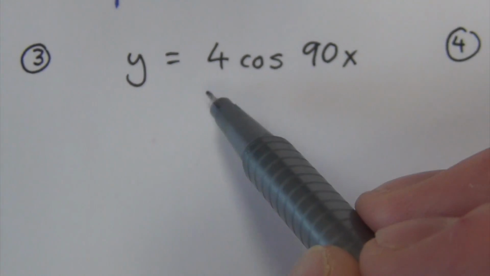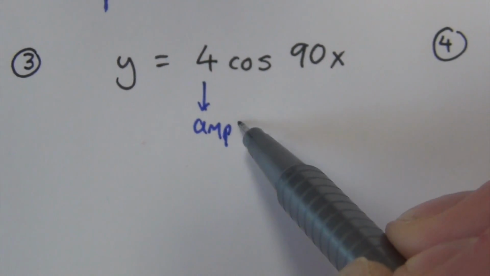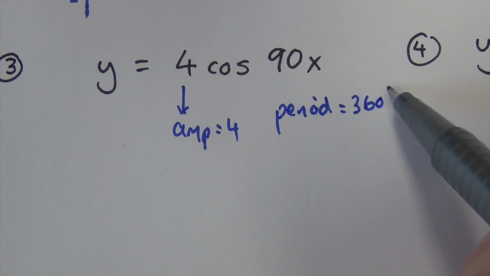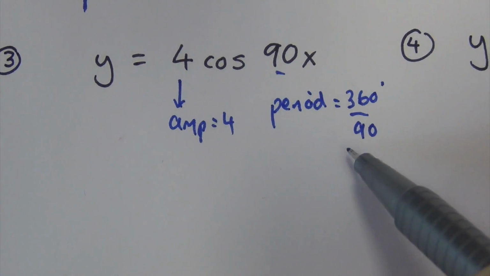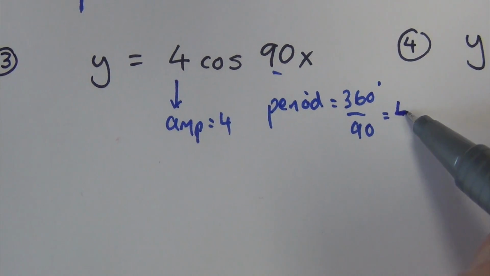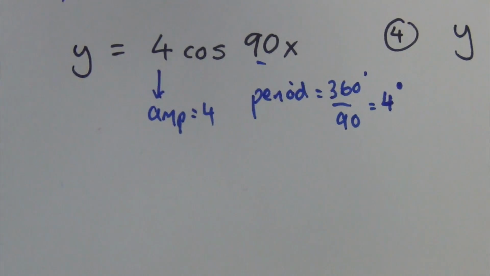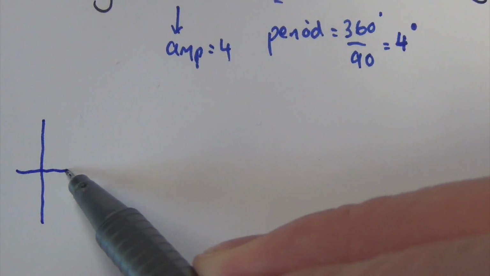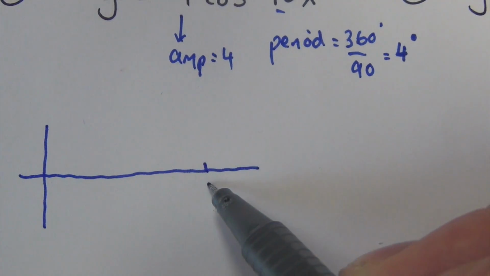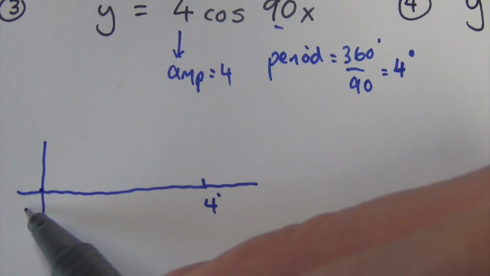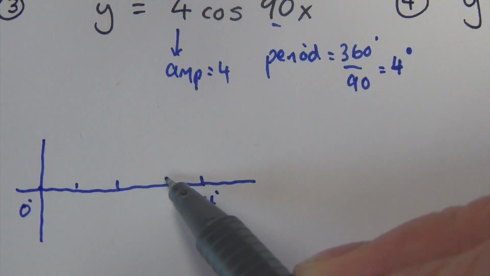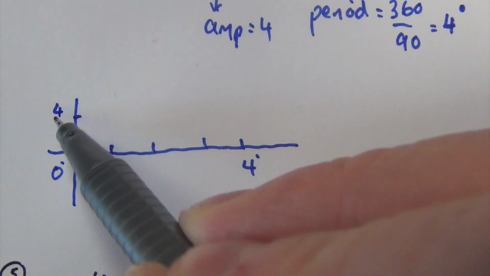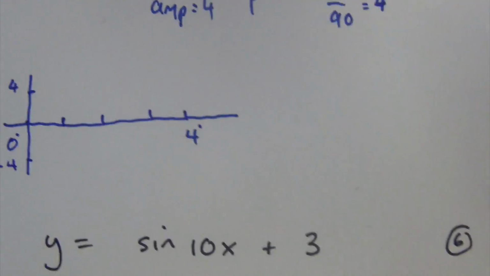So question 3 here, we know that amplitude equals 4 and period equals 360 over this number here, 90, which equals 4 degrees. 360 divided by 90 is 4. So now we do our axis. Put that as 4. That one's 0, and then we split it into 4 equal parts. And then the amplitude is 4, so we put 4 up here. And really these graphs just all stay the same, nothing changes.